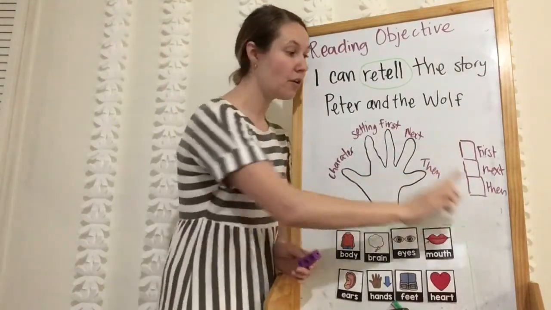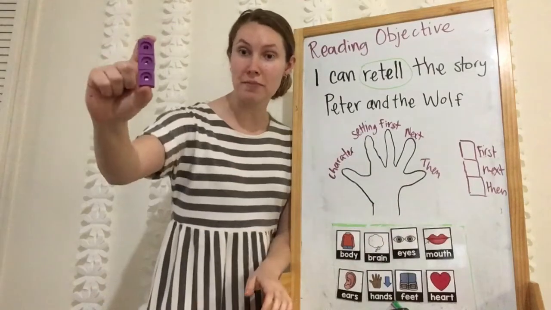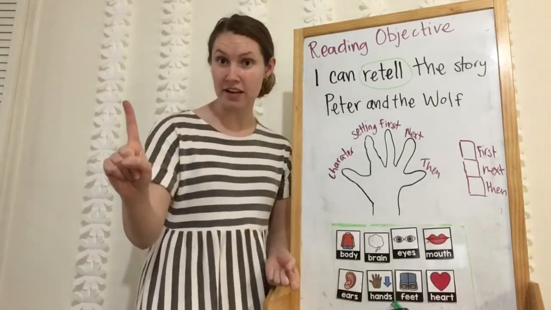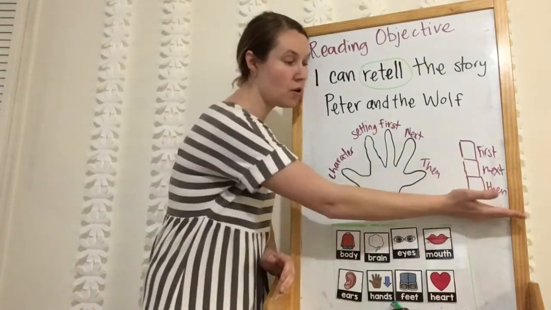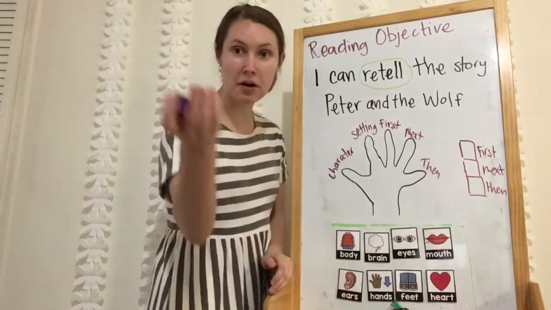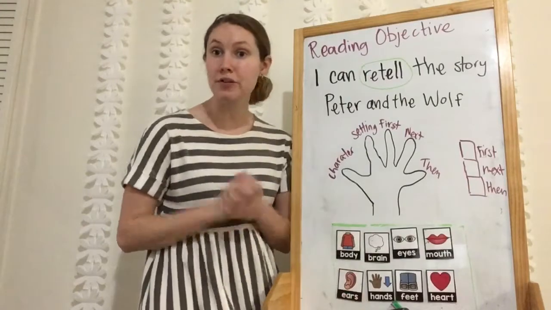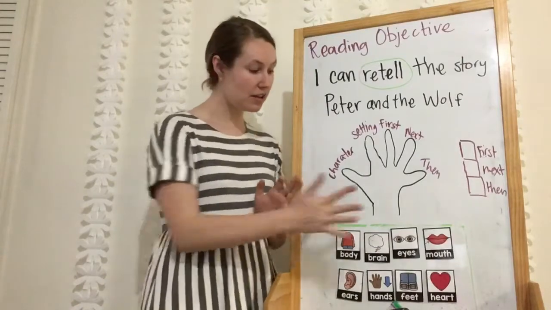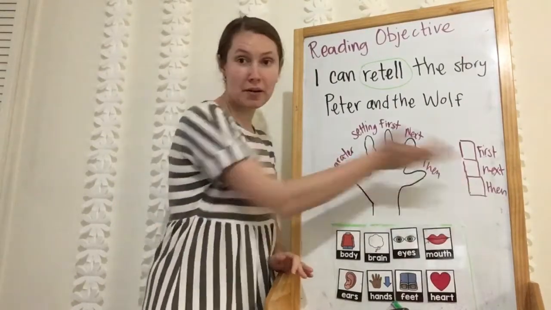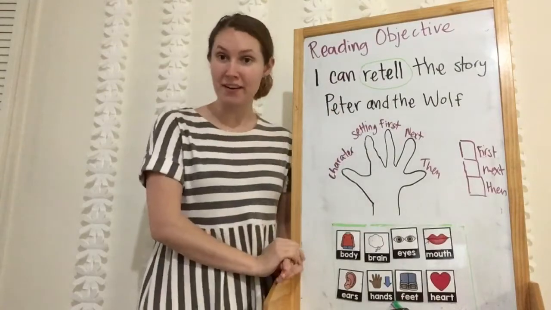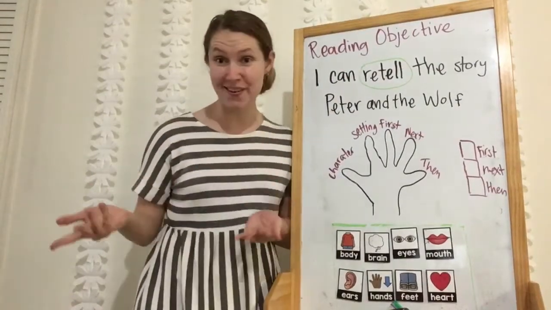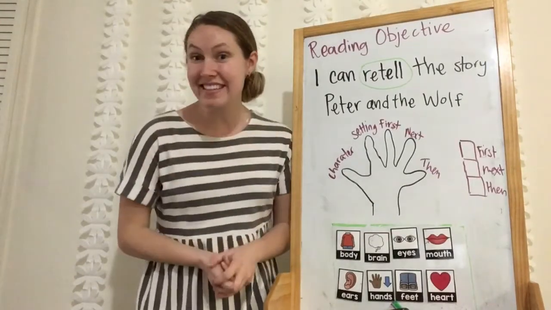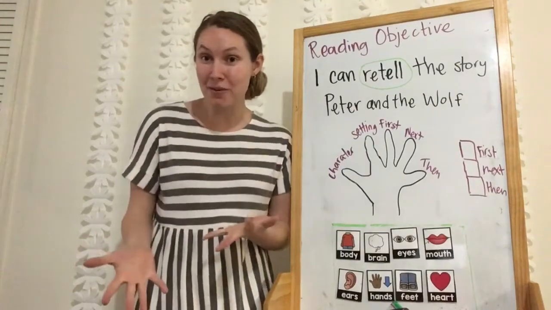Your 5-finger retell or you can use your Unifix cubes to tell me the 3 major events of the story. Your job today is going to be to pick one of these strategies, either the 5-finger retell or your story blocks. That's what these are going to be called, our story blocks. And you're going to tell me the story of Peter and the Wolf. So you're going to take a video, either using your 5-finger retell or your story blocks, and retell the story of Peter and the Wolf like you're telling it to me. Pretend I don't know the story yet, so you have to tell it to me as if I've never heard it before. I'm really excited to watch your videos and hear about Peter and the Wolf.